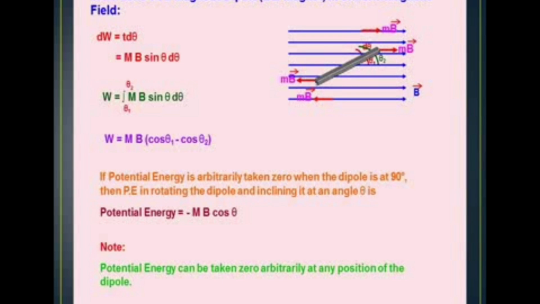The potential energy is arbitrarily taken as 0 when the dipole is at 90 degrees. Then the potential energy, when rotating the dipole and inclining it at an angle theta, is equal to minus mB cos theta. Here, theta 1 equal to 0 is what we take, so cos 0 is 1. The other, theta 1 equal to 90 degrees, we do not need. So from 90 degrees to 0, we calculated the value for 0 degrees. That 0 degrees means the magnet is aligned with the external field. So it gains the maximum potential energy of minus mB cos theta.